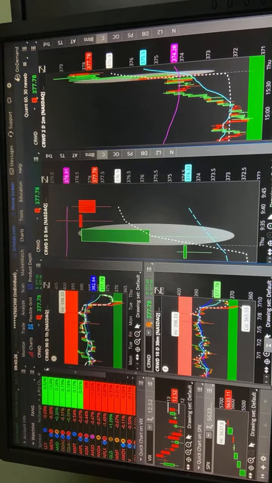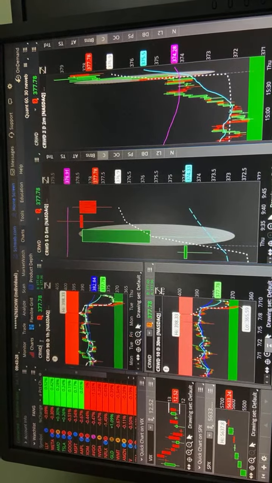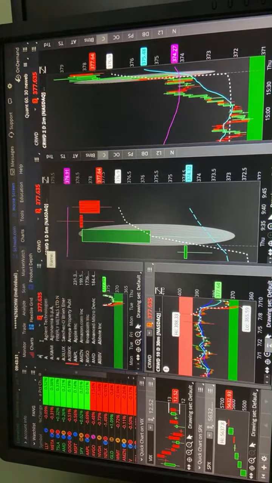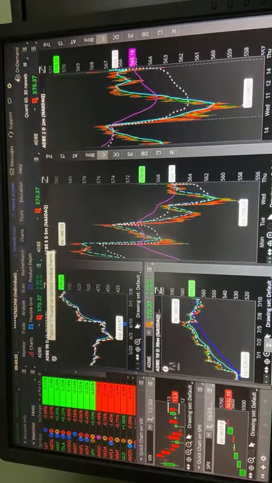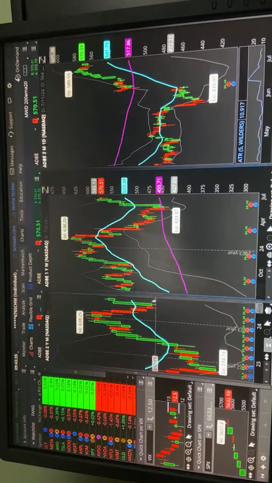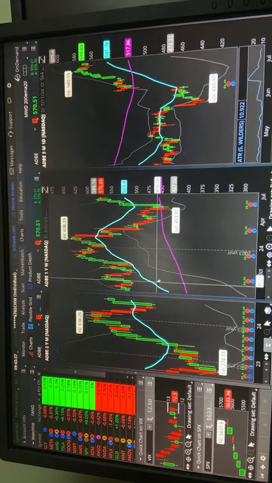All right. Wow, this market's all over. It's weird today, folks. It's weird today. Adobe. Let me see Adobe. Monthly, weekly, daily looks good.